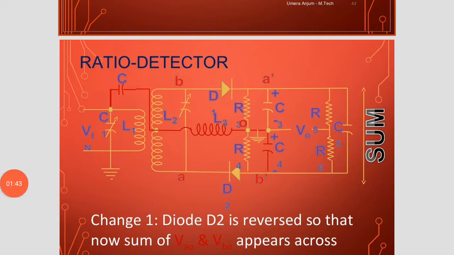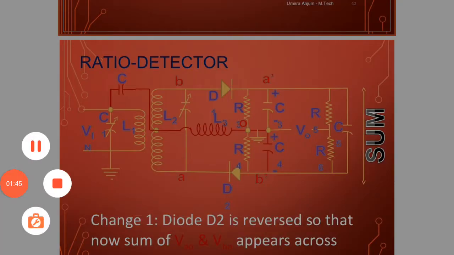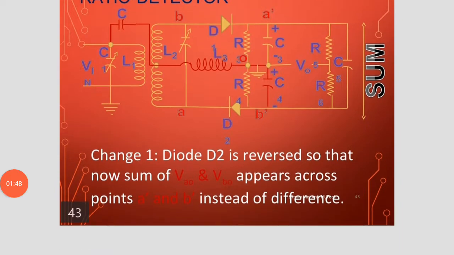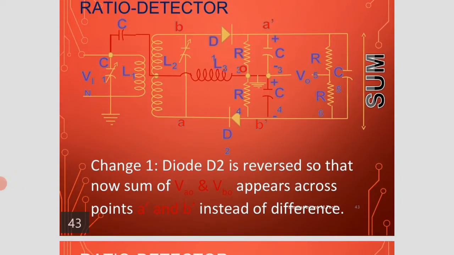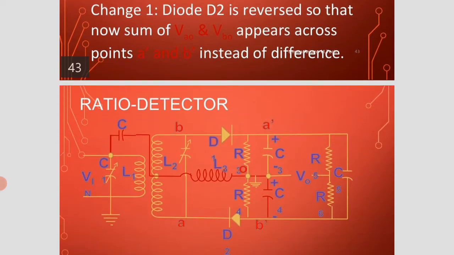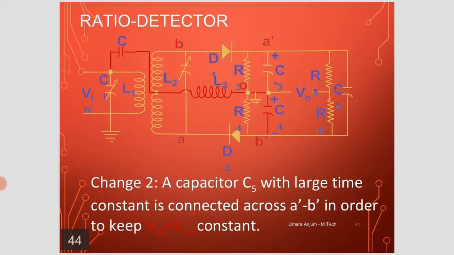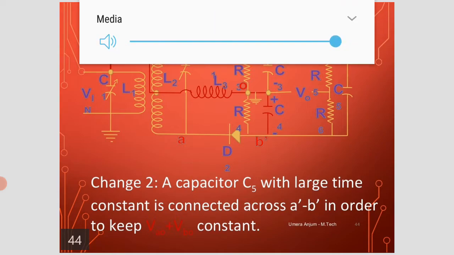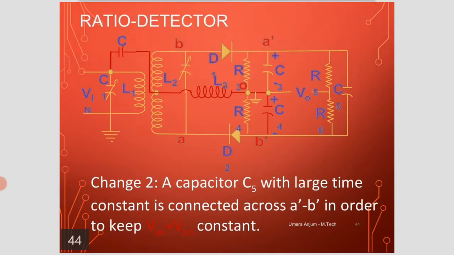As shown in the slide, this is the circuit diagram of the ratio detector where two diodes are used, diode D1 and diode D2. Change 1 is that diode D2 is reversed so that now the sum of VA0 and VB0 appears across the points A dash and B dash instead of the difference. The ratio detector is as shown in the figure. Change 2 is that a capacitor C5 with a large time constant is connected across A dash to B dash in order to keep VA0 plus VB0 constant.